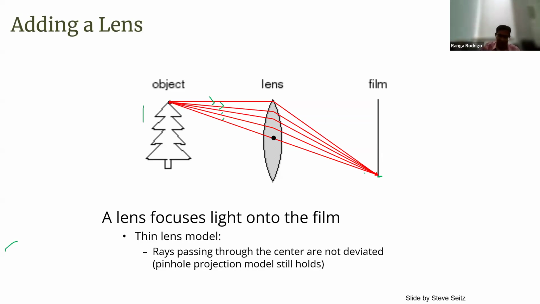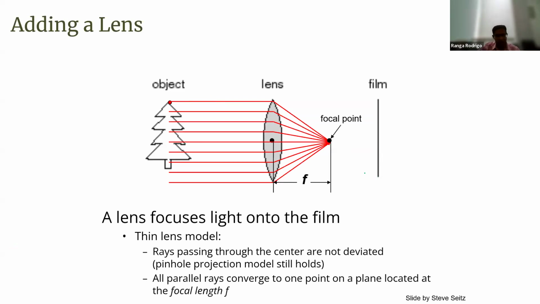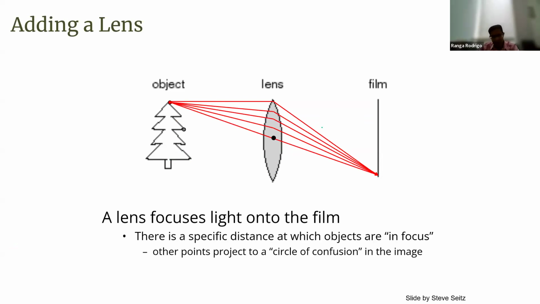So we can use a thin lens model. Rays passing through the center are not deviated, as you know. Pinhole projection model still holds. All parallel rays converge to one point on the plane located at the focal length. These are the rules that we use for the thin lens model. All right. So the lens focuses light onto the film.